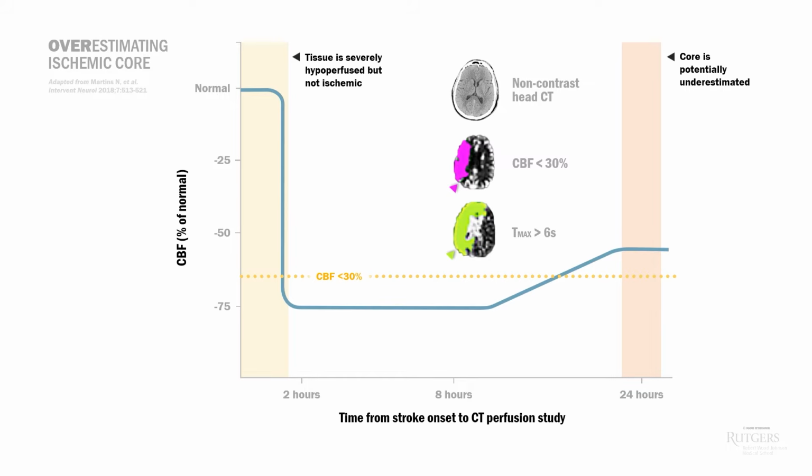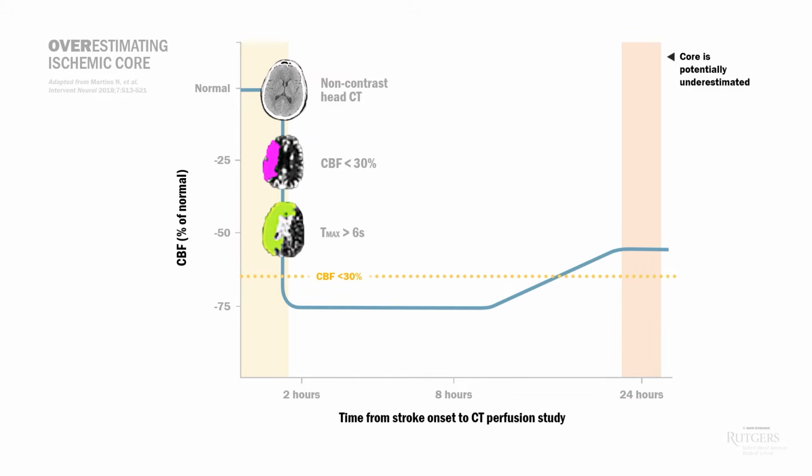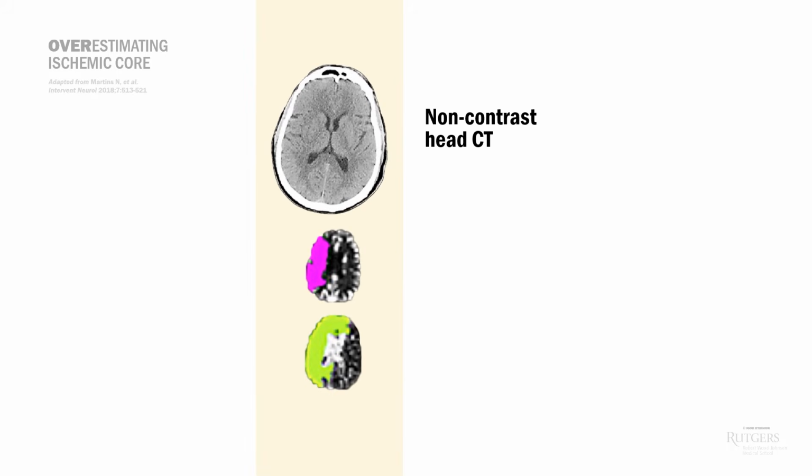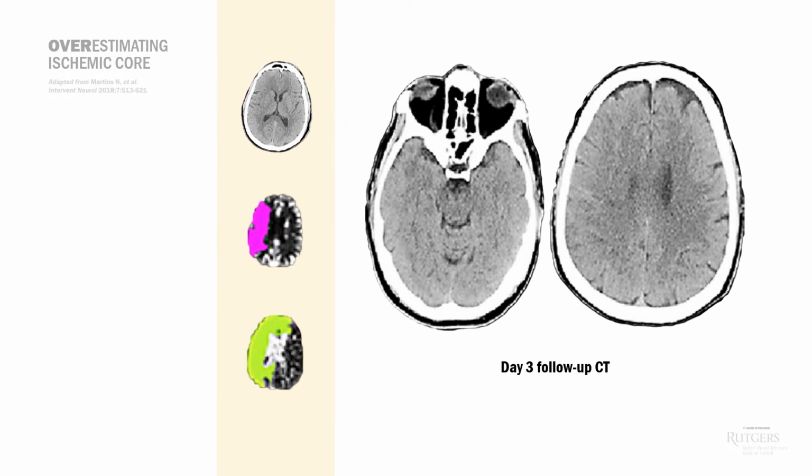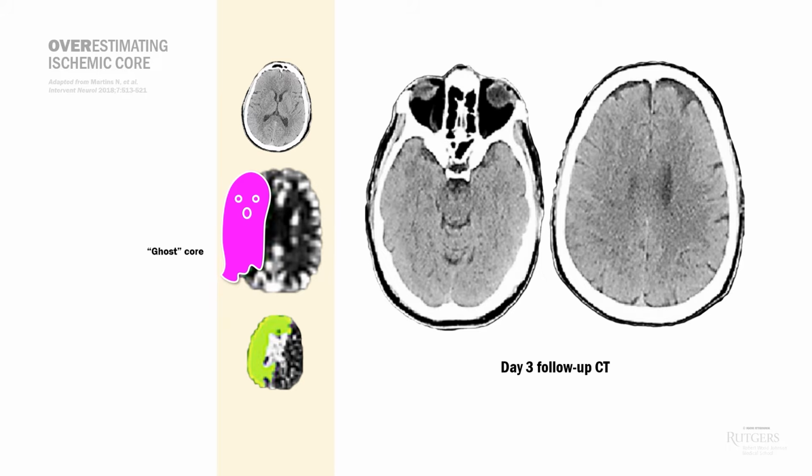But what if it's a situation like this? Severe hypoperfusion, but no ischemia. The non-contrast head CT provides a clue. Head CT is normal, suggesting that the patient may be within the early time window. This patient underwent thrombectomy for occlusion of the right internal carotid artery terminus, and contrary to the CTP, a follow-up CT on day 3 showed no large completed infarction. The ischemic core in this case was overestimated, so-called ghost core.